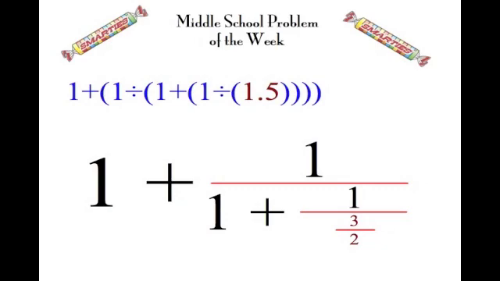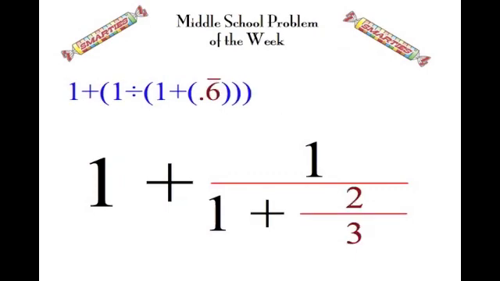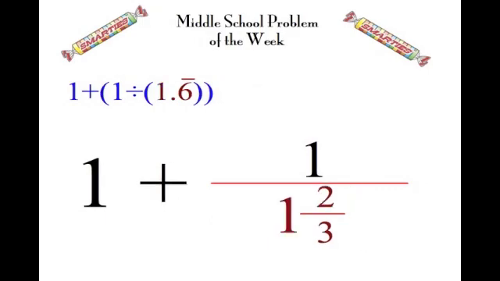And then when we have 1 divided by 3/2, many of you know that 1 divided by a number gives you the reciprocal of that number. And the reciprocal of 3/2 is 2/3. Written as a decimal, it's 0.6 repeating. And then we write 1 plus 2/3 to get the mixed number 1 2/3, or 1.6 repeating. We change to an improper fraction, 5/3.